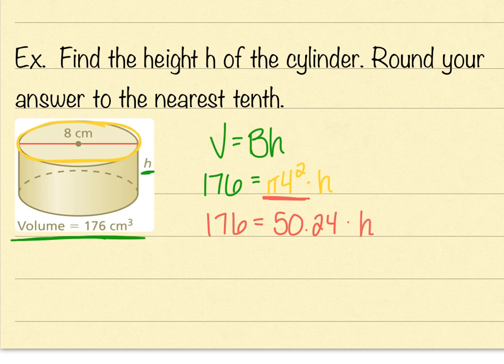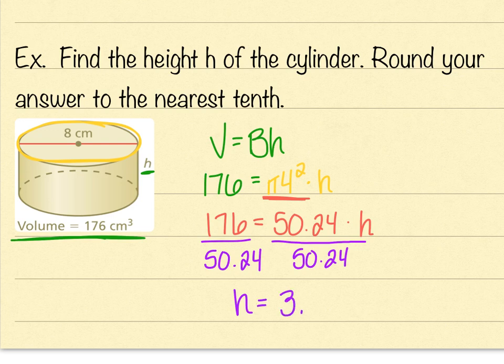But I'm going to have to work backwards here. Anytime I have to find a missing length or a height, I end up working backwards. And so to get h by itself, we're going to get rid of this 50.24 that's being multiplied to the h, and we're going to divide both sides by 50.24. So 176 divided by 50.24 is going to give me 3.5. Okay, so we're supposed to round to nearest tenth, and it's 3.50, which is going to leave that right at 3.5 centimeters. And we're just going to use centimeters because we're just finding the height of the cylinder.